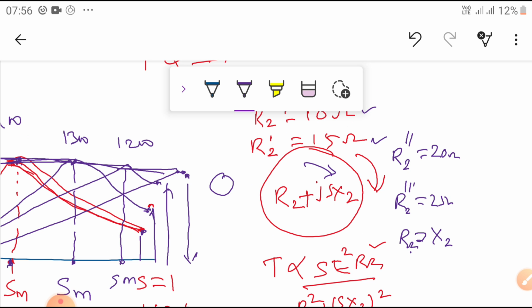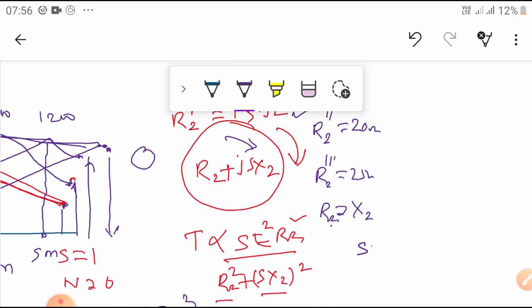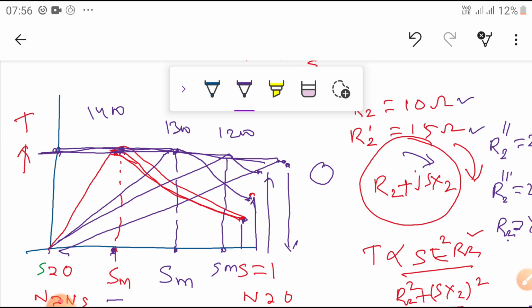If rotor resistance is increased from R2 to R2 dash, Tmax is unchanged. But the slip for maximum torque, Sm dash, is equal to R2 dash by X2. The formula is Sm equal to R2 by X2. In the second case, Sm dash is R2 dash by X2. So here we are changing these values: first case, second case, third case and fourth case.